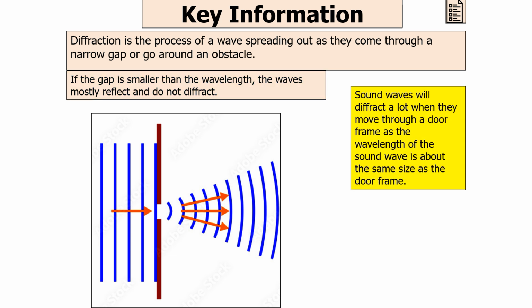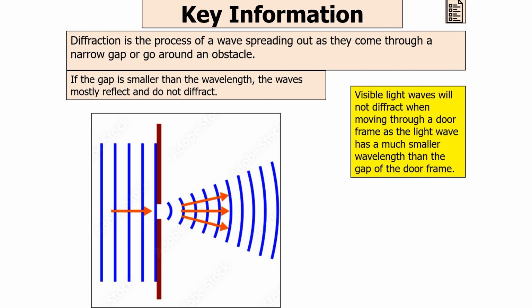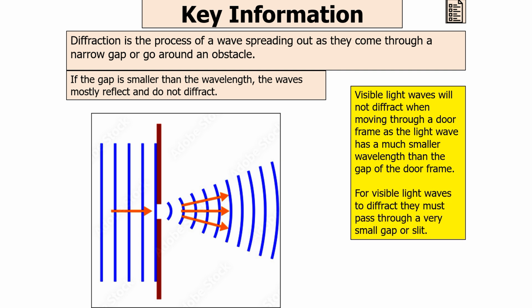Sound waves will diffract a lot when they move through a door frame, as the wavelength of the sound wave is about the same size as that of the door frame. But visible light waves will not diffract when moving through a door frame, as the light wave has a much smaller wavelength than the gap of the door frame. For visible light waves to diffract, they must pass through a very small gap or slit.